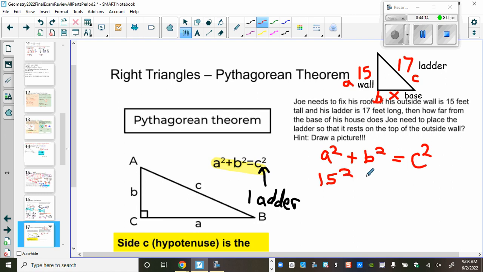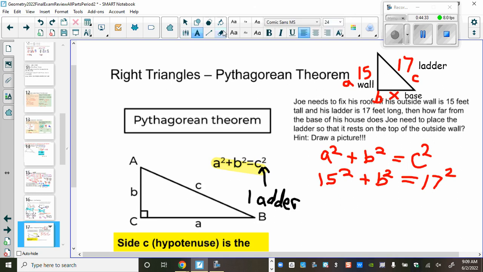Do we know what B is yet? So we're just going to leave it as B squared. But what about C squared? 17 squared, that's right. Remember, 15 squared and 17 squared are numbers. What's 15 squared? So it's 225. Plus B squared.